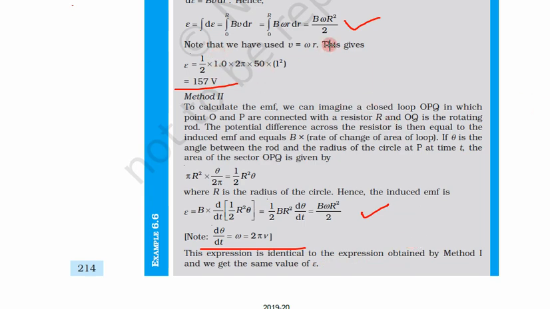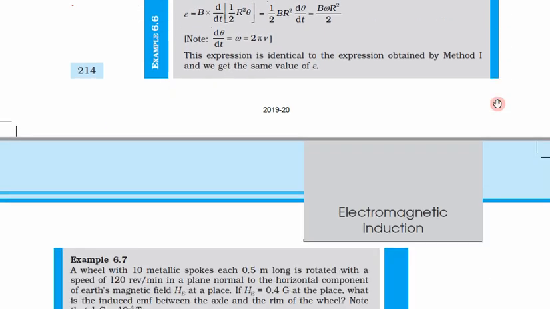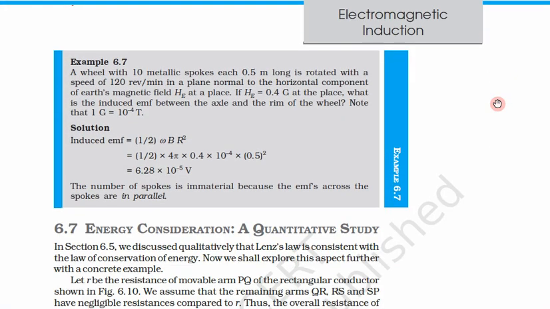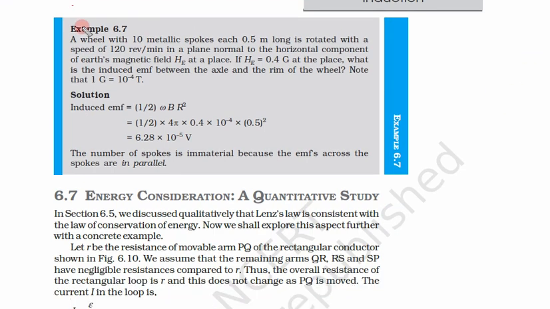So whether we use the Lorentz force method or the area changing method, both give the same result. We have seen that both the Lorentz force method and Faraday's method give the same result. Now let us come to example 6.7.